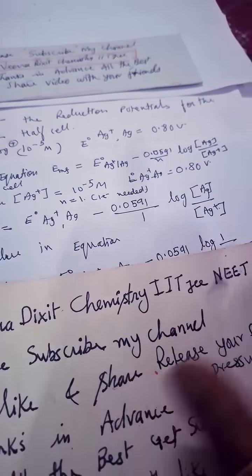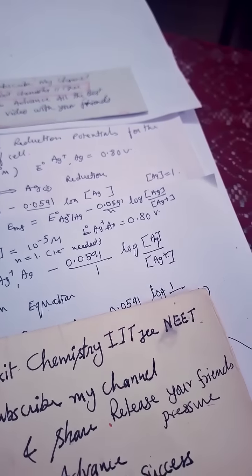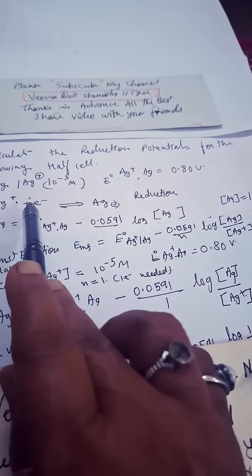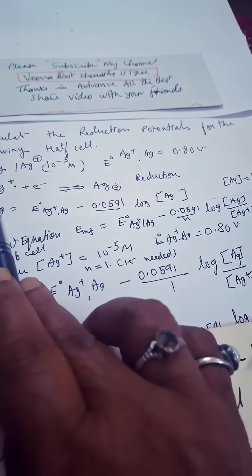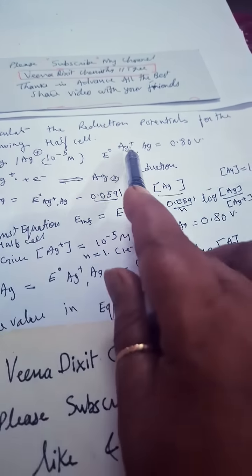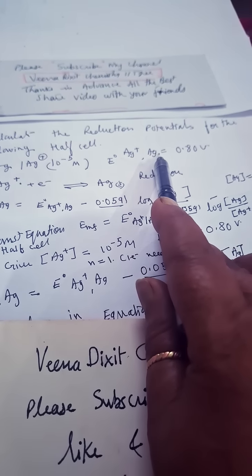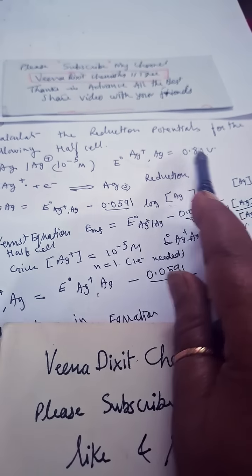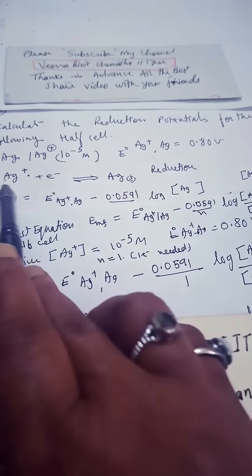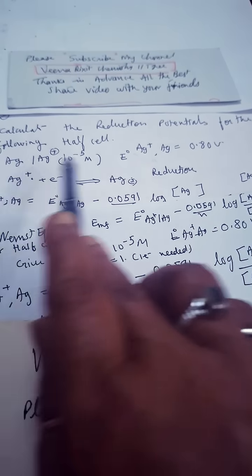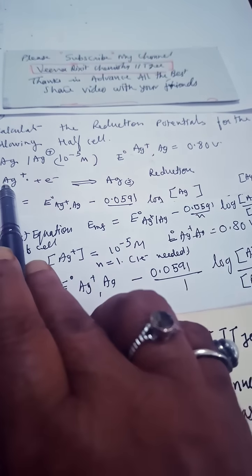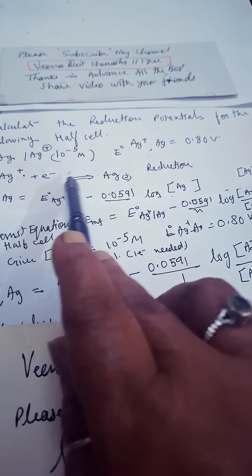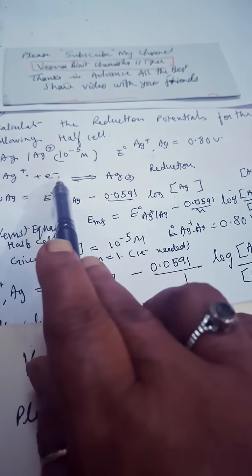Now what you have to do? First of all, write down the equation yourself. Because they have given you the reduction potential, you have to do reduction. That is why I am saying you have to make the reaction on your own: Ag⁺ is reduced to Ag by gain of 1 electron.